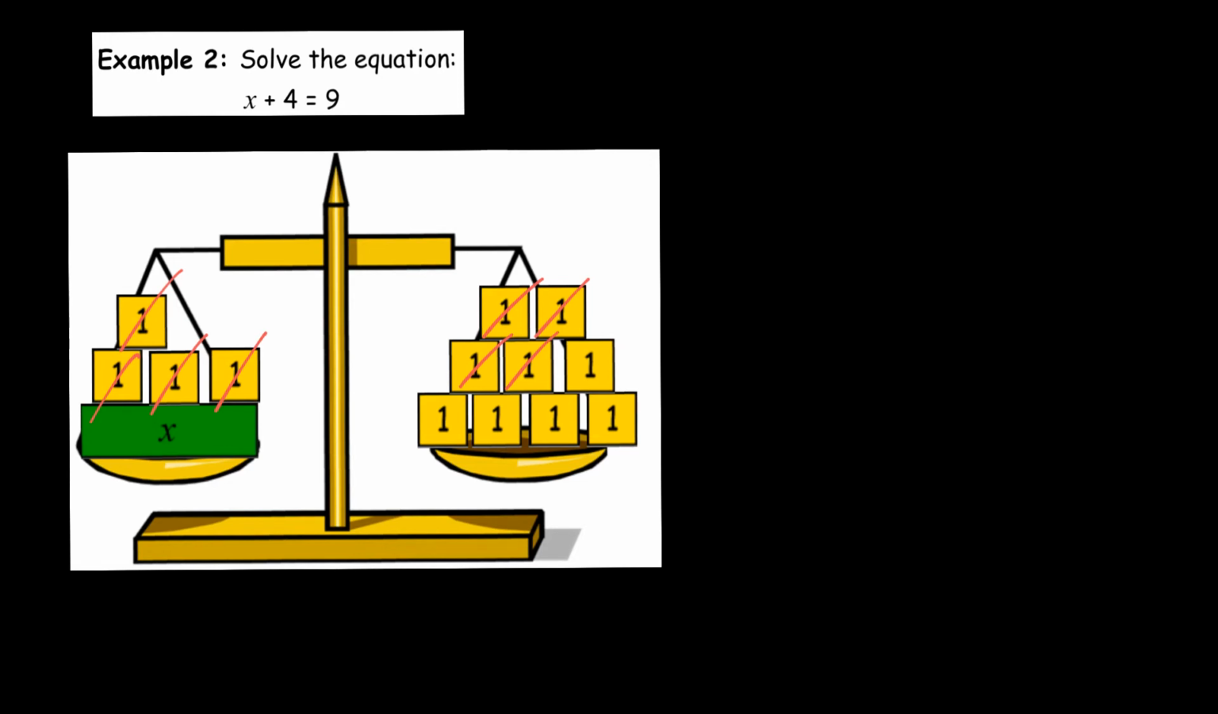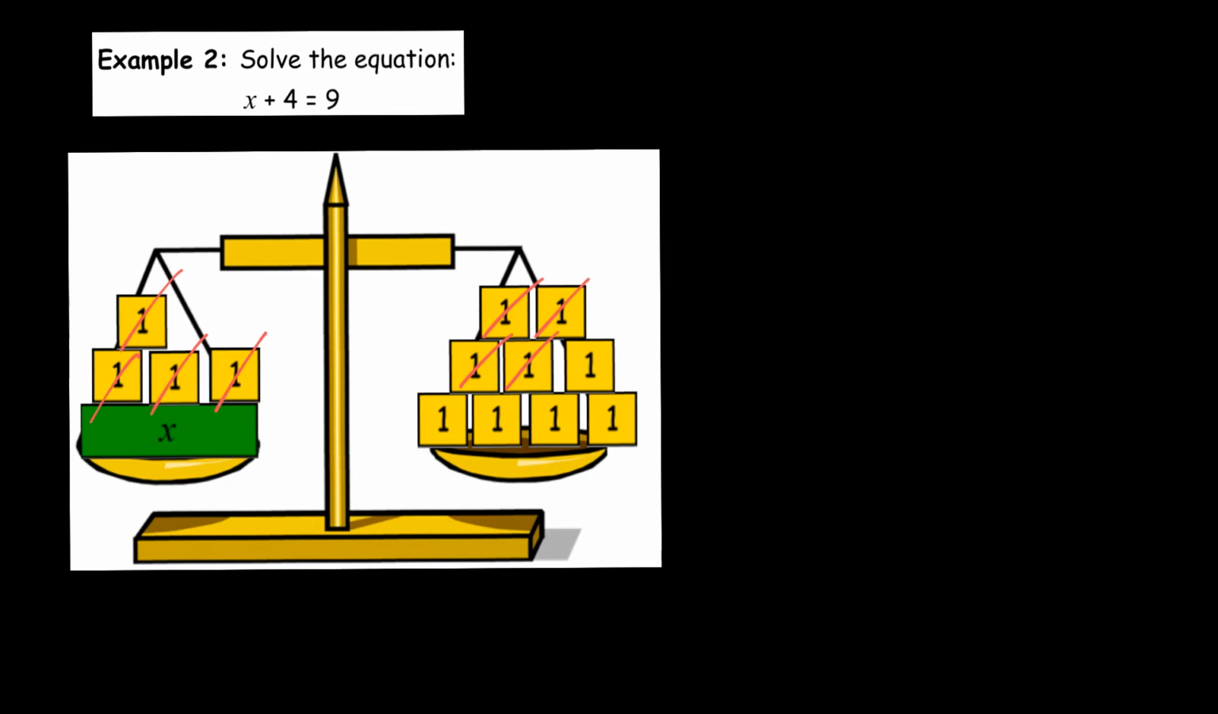and then we can see what we're left with on the right. So on the left-hand side, we just have x, which is what we're after, and on the right-hand side, we have 1, 2, 3, 4, 5. So we know that x is equal to 5 blocks, or equal to 5.